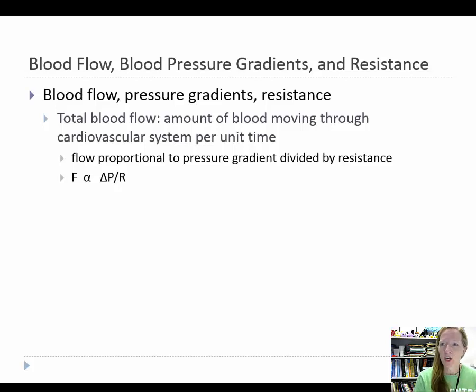Hi everyone. So we just got finished talking about blood pressure gradients, and then we talked about resistance. So now what we want to do is put all of this together and see what it has to do with blood flow. So remember, there's your total blood flow. We already know what total blood flow is. We talked about this. And remember, I introduced this at the very beginning of the section, and how flow is going to be proportional to this blood pressure gradient divided by resistance.